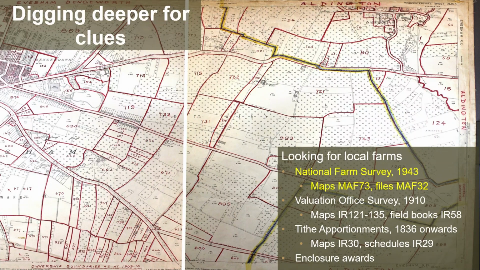And you can spot the extent of farms, current and potentially previous extents of farms, through these records here, which I'll walk through in turn. Starting with the National Farm Survey, created in 1943. These records have not yet been digitized, but I understand that they will be, and so you will soon be able to see them online.